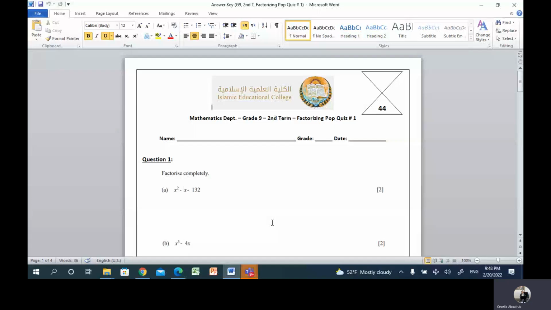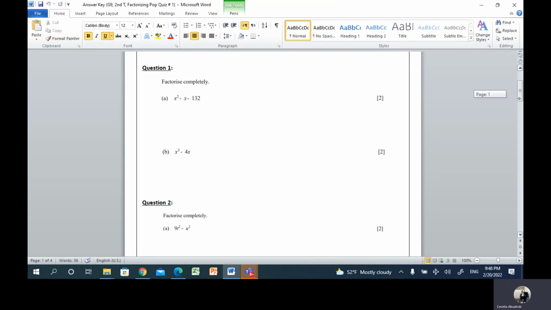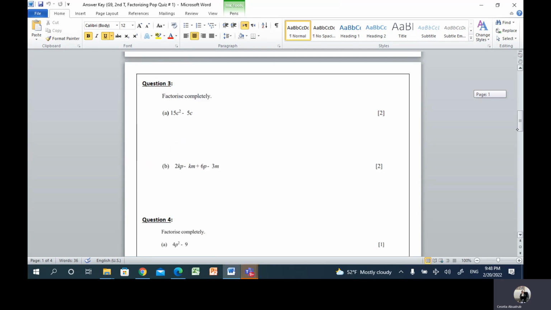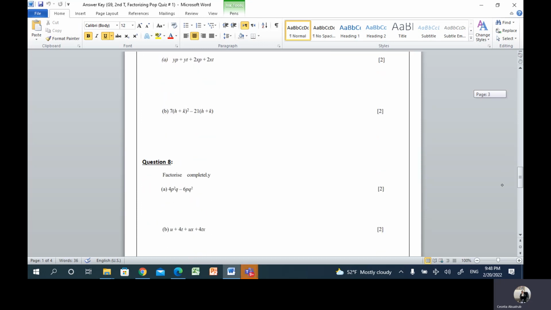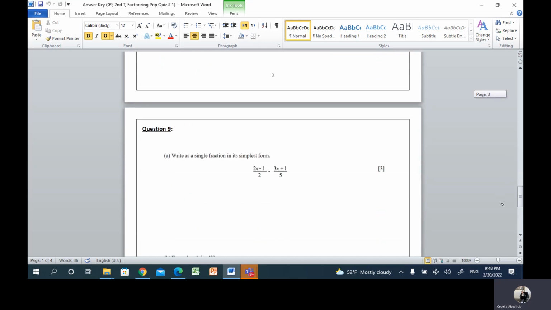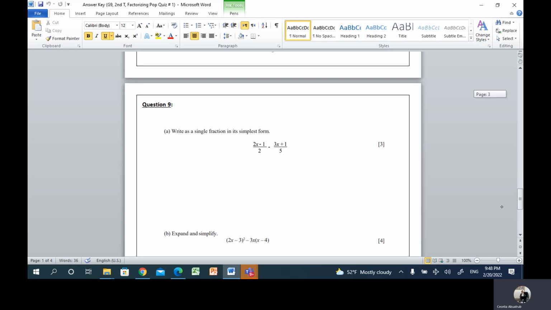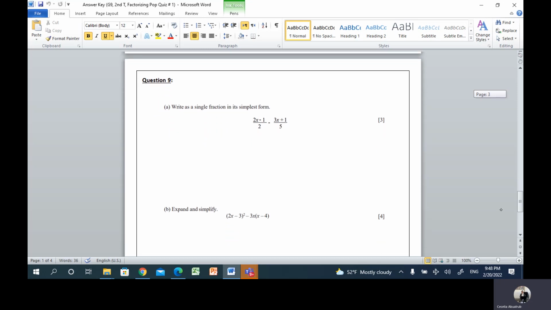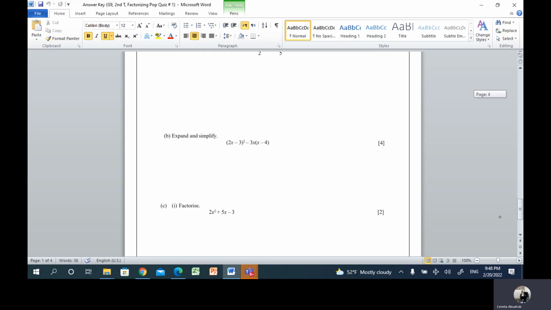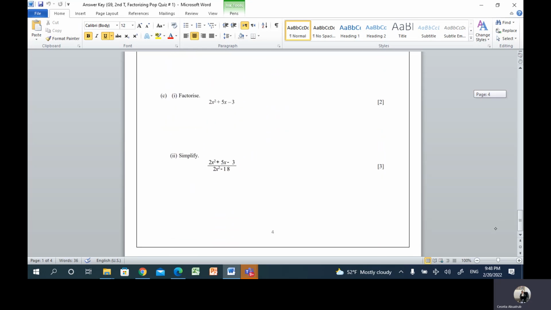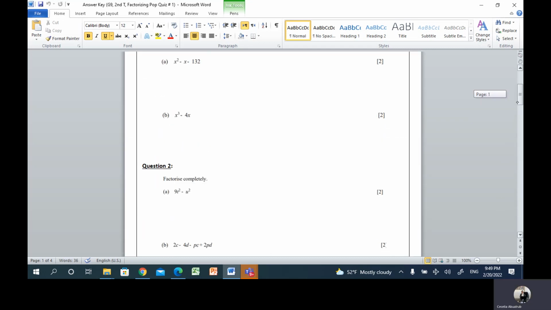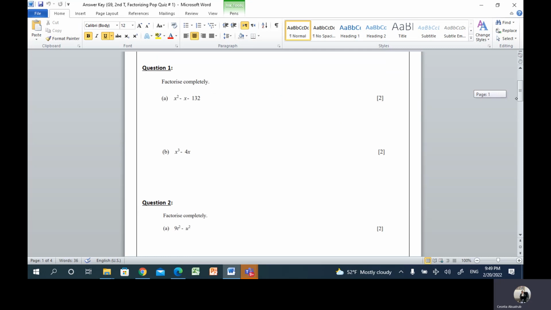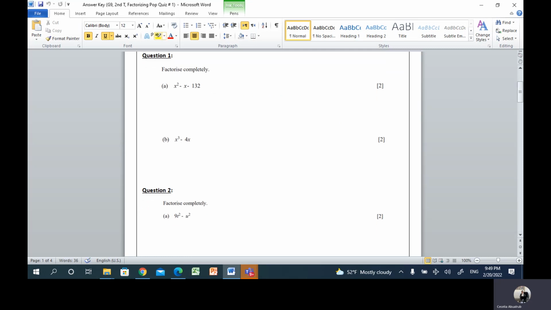We're going to solve the general algebraic problems here, such as factorizing, as you can see, and it's mostly about factorizing, and here like simplifying fractional algebraic expressions, expanding and simplifying, factorizing once again, and simplifying by factorizing first and simplifying. Then let's start here with factorizing.